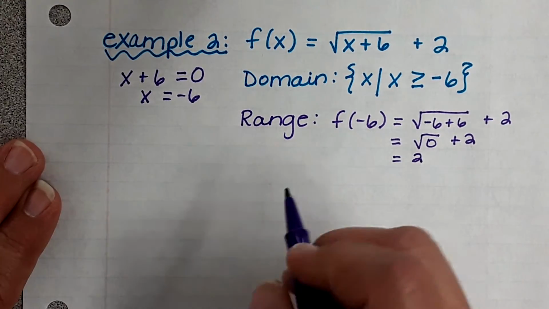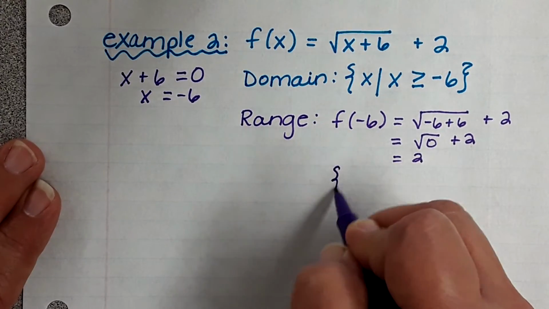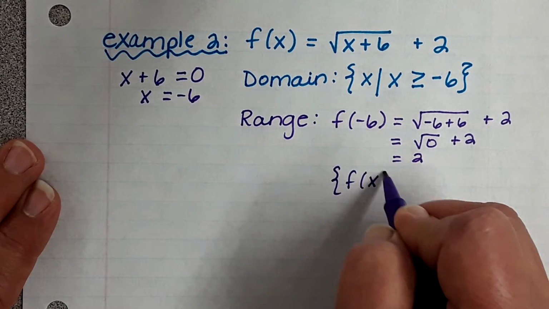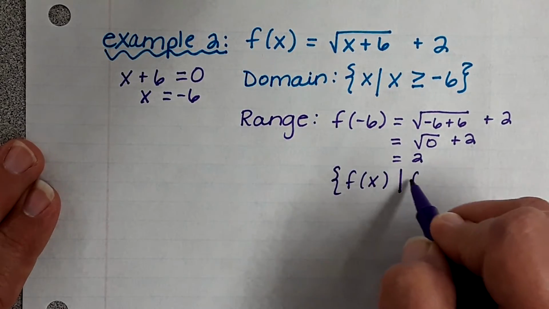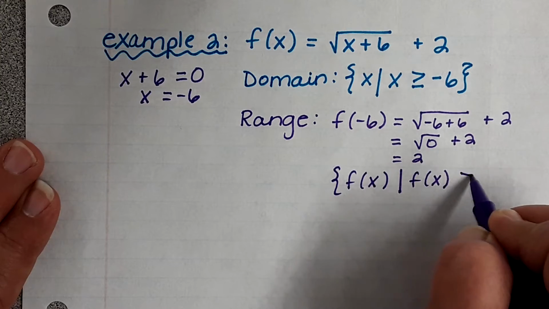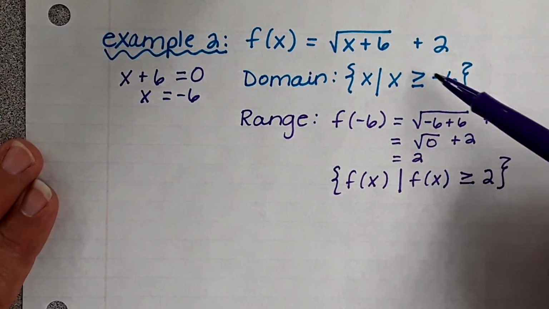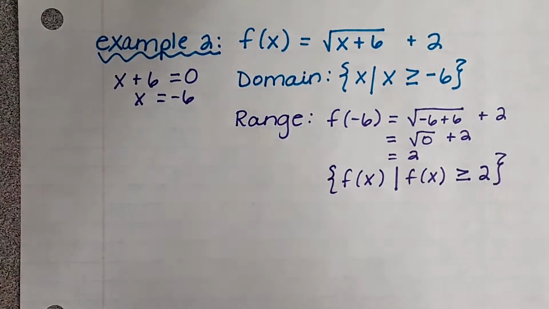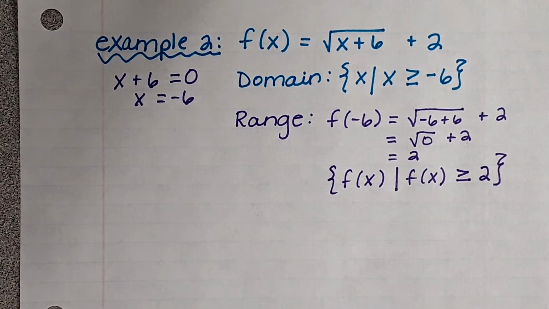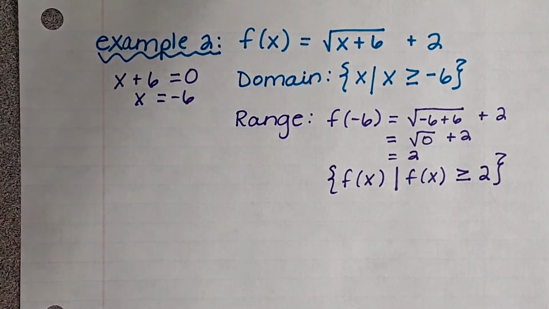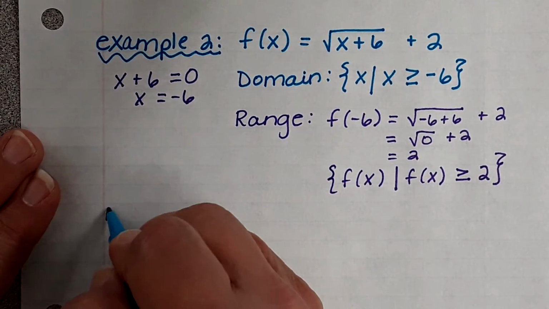So that means my range is f of x such that f of x is greater than or equal to 2. You guys, again, it's always greater than or equal to. Always. It's never going to change. Now let's talk about my not defined point.